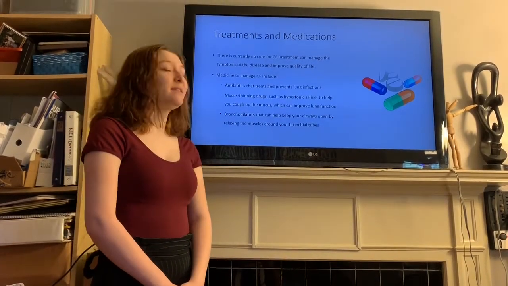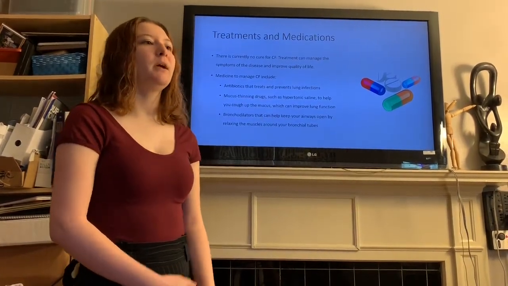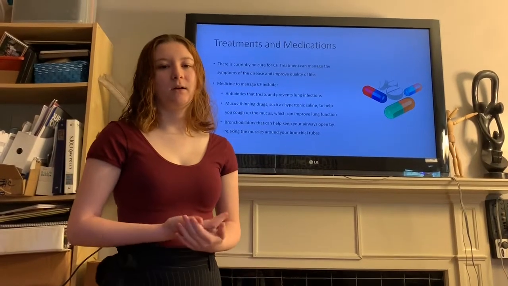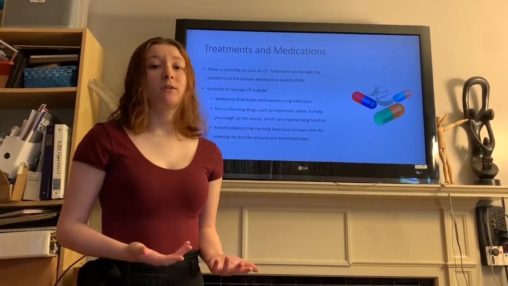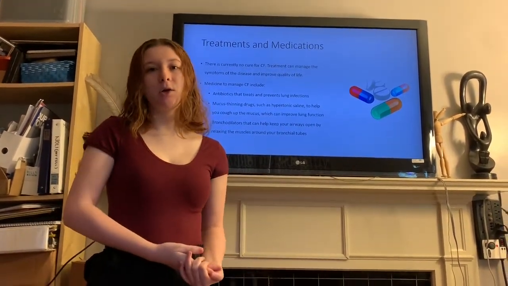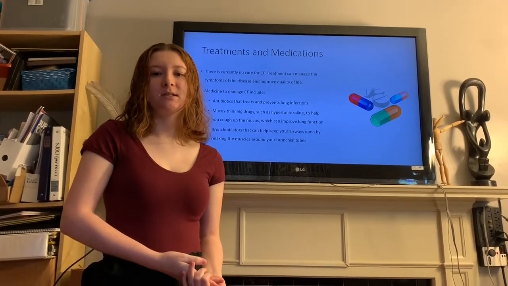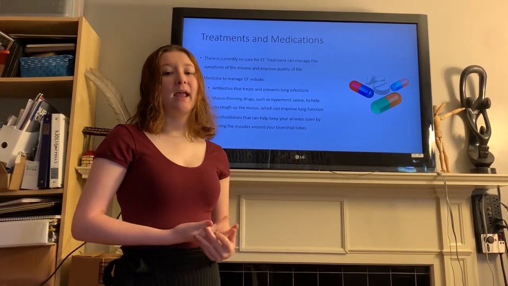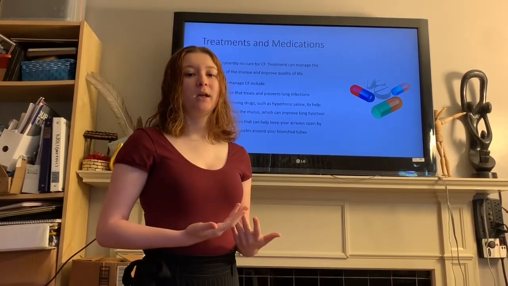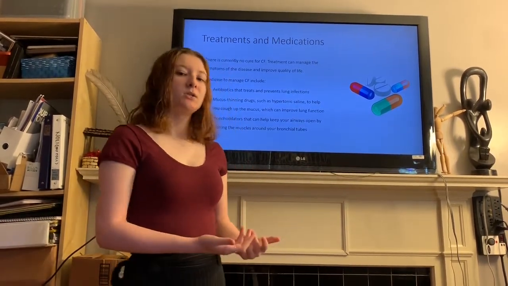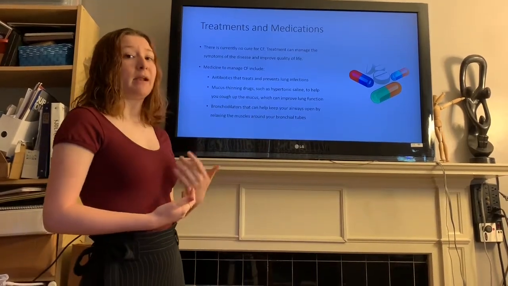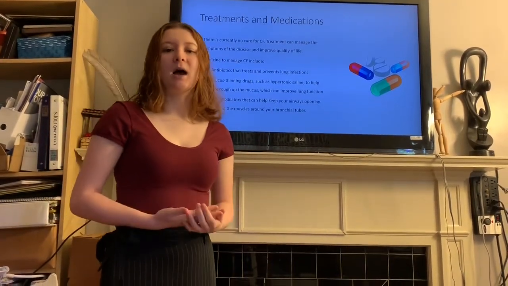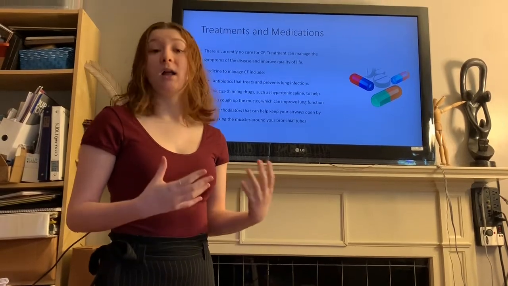Here are the treatments and medications. So because this is a genetic disease and multiple other factors, there actually is no cure currently for cystic fibrosis. The treatment can manage the symptoms of the disease and it can improve the quality of life, but again, there is no cure. So I have listed the medicines to manage CF, which are antibiotics that will prevent lung infections.